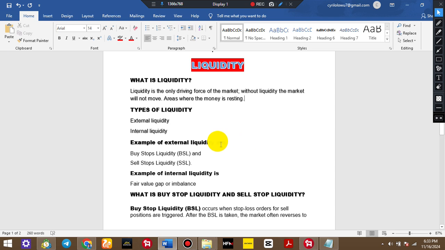Now, what is liquidity? Liquidity is the only driving force of the market. Without liquidity, the market will not move. So liquidity is money. That means if there's no buying and selling, there can never be movement of price until a party initiates a buy order while the other party initiates a sell order. Liquidity won't take effect. In a nutshell, you that are participating in any trading activity are also putting liquidity inside the market. So if you are buying, you are putting liquidity. If you are selling, you are also putting liquidity. And what is this liquidity? Liquidity is the money. Money we use.